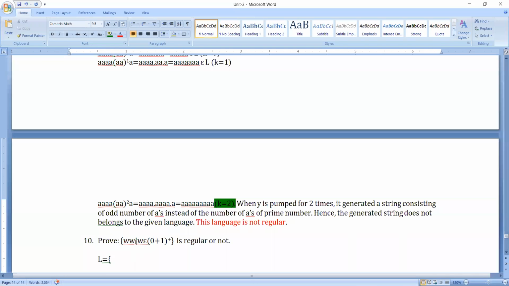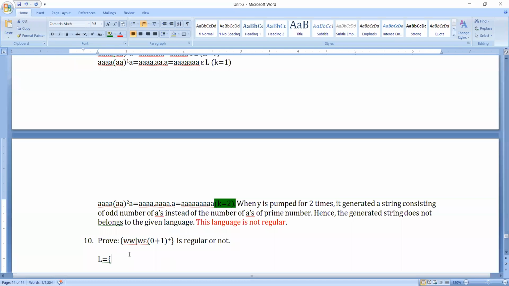If you take W as 0, then that 0 is immediately followed by one more 0. If you take W as 1, it will be followed by 1, because it is W followed by W. What is this W? Just now I told you it is (0+1) whole power plus. With the plus, my language does not consist of epsilon. My language will consist of 00, 0101, 0010 0010, 11 and so on.